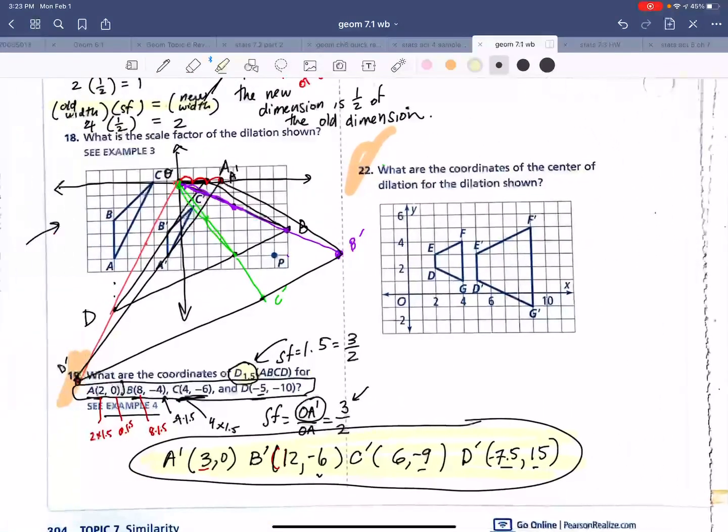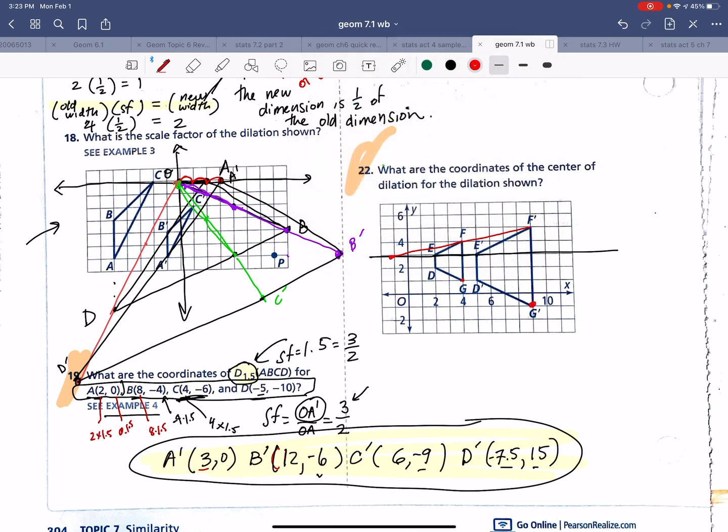22, what are the coordinates of the center of dilation? Okay, so all I do is connect those lines and make a ray like we did in class. Connect E and E prime. Connect F and F prime. So that's back 5, down 1, back 5, down 1. So I end up landing there. Same on this other side.